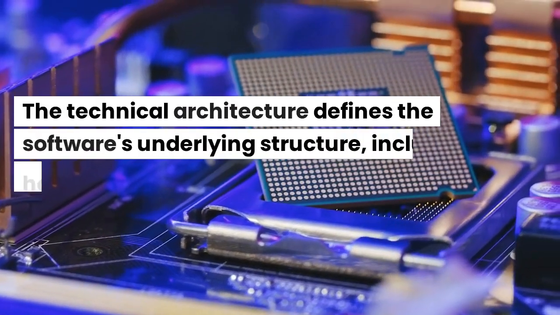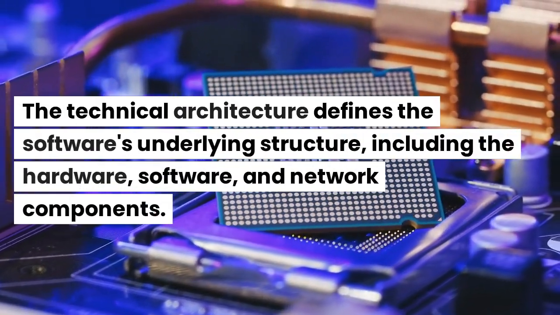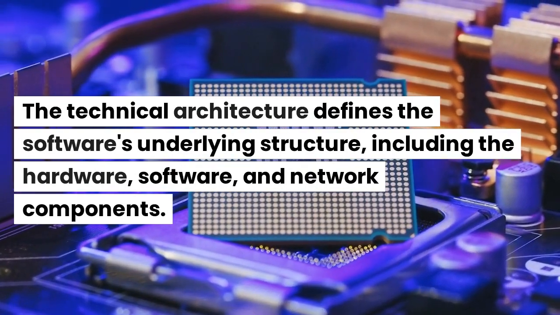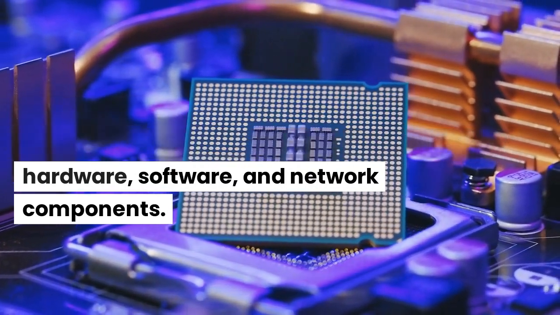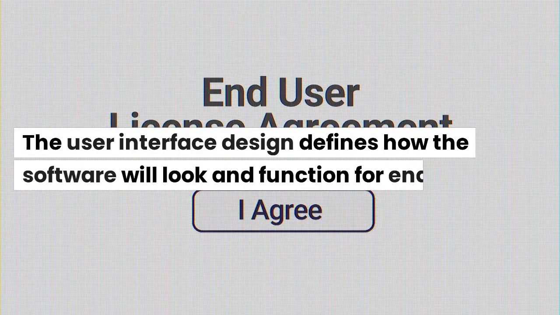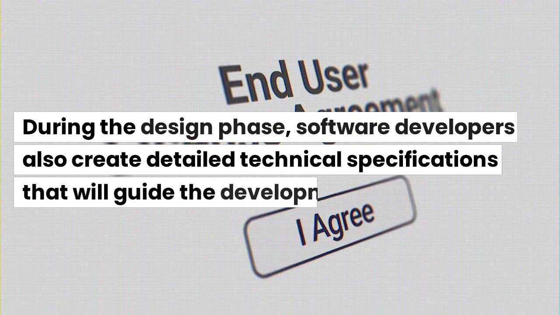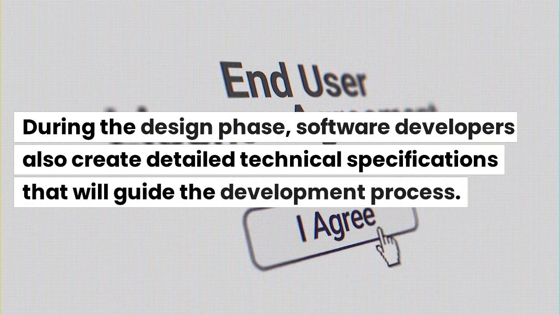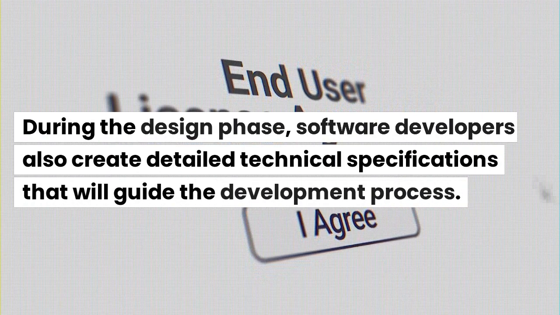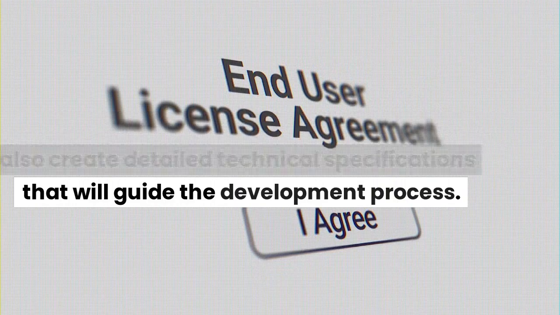The technical architecture defines the software's underlying structure, including the hardware, software, and network components. The user interface design defines how the software will look and function for end users. During the design phase, software developers also create detailed technical specifications that will guide the development process.